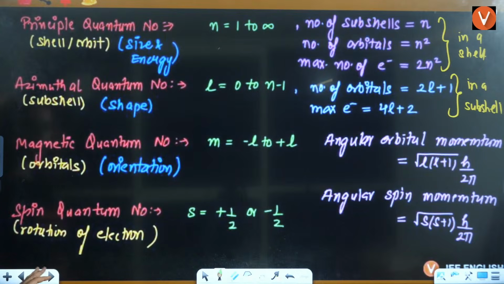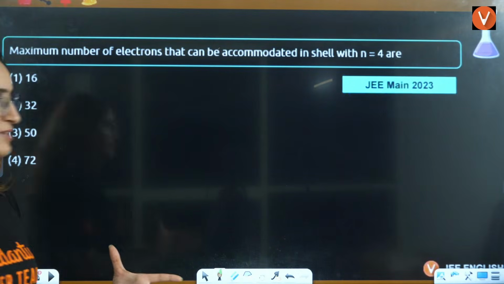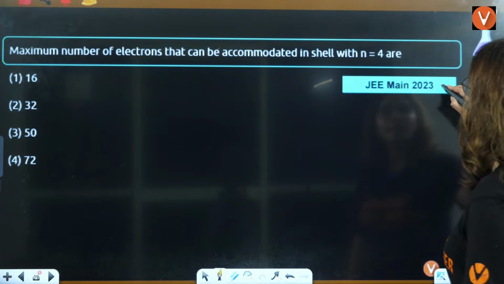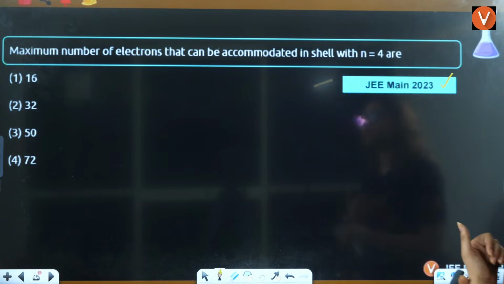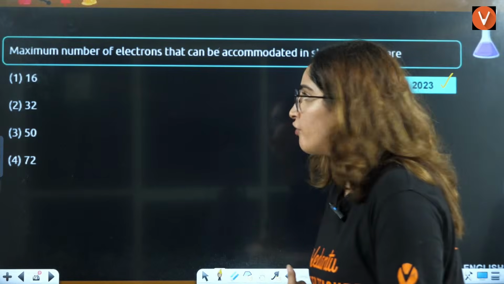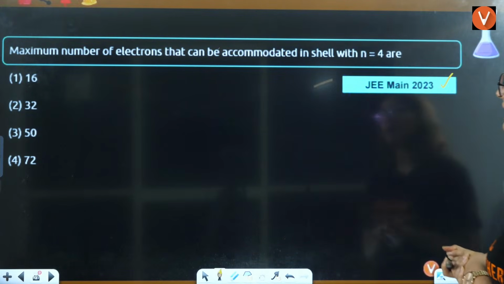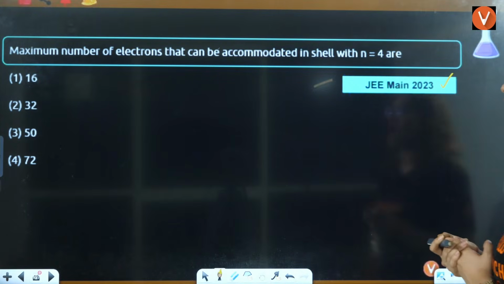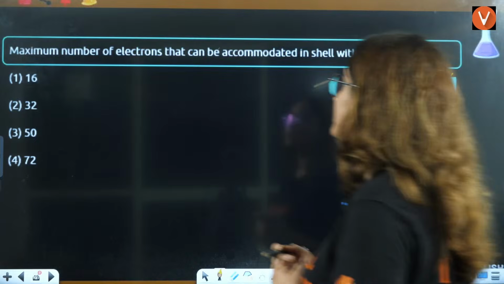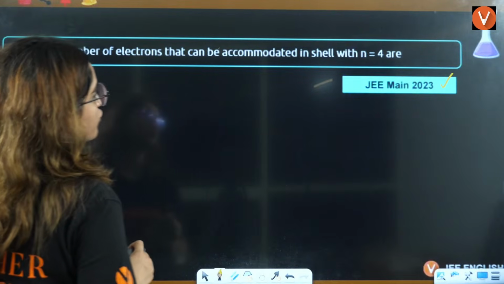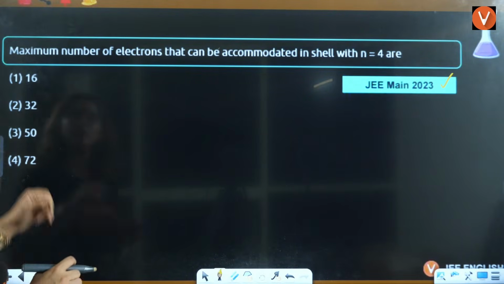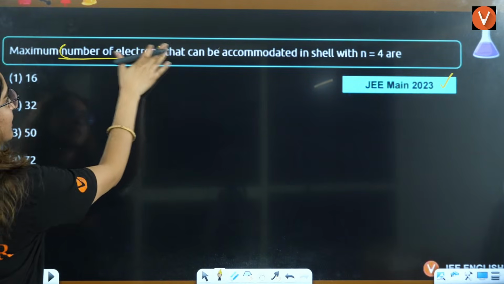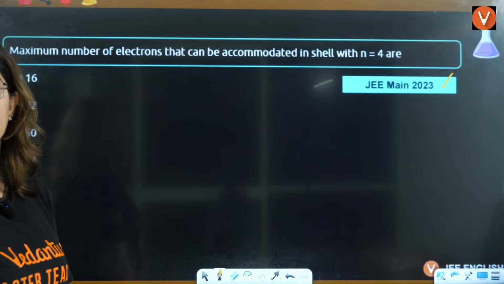Okay. So now let's do some questions, and from these simple topics also questions are asked. Like JEE Mains 2023 question: the maximum number of electrons that can be accommodated in a shell with n equals 4 are. In a shell with n equals 4.